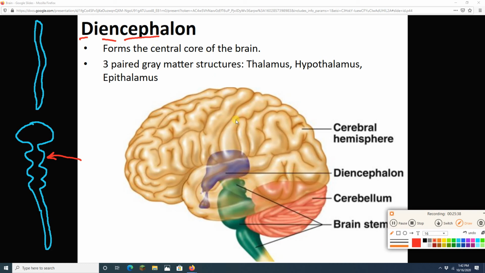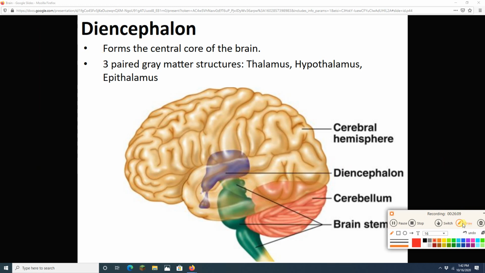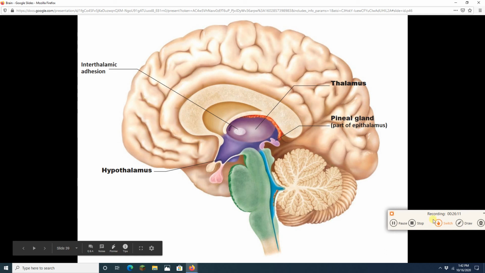It's the core of the brain. As the cerebrum develops, it is going to kind of mushroom and grow around it. So we can't see the diencephalon until we start slicing that brain up. And when we do slice it up, we're going to see that it is composed of 3 gray matter structures: the thalamus, the hypothalamus, and the epithalamus. So let's look at all 3 of them right here in this mid-sagittal sliced brain.